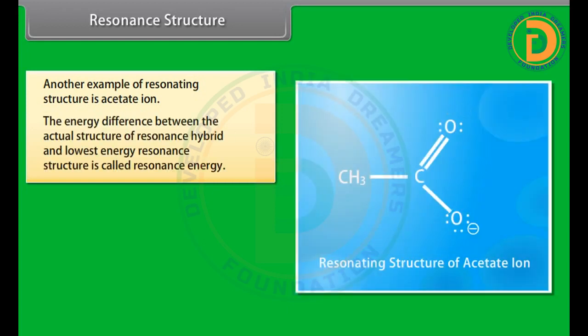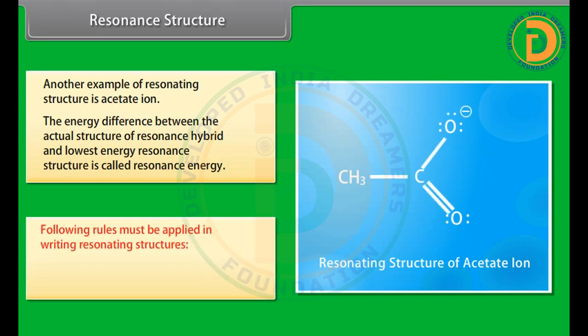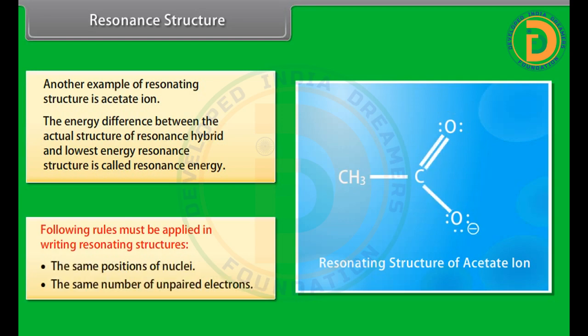The energy difference between the actual structure of the resonance hybrid and the lowest energy resonance structure is called resonance energy. The following rules must be applied in writing resonating structures: the same positions of nuclei and the same number of unpaired electrons.